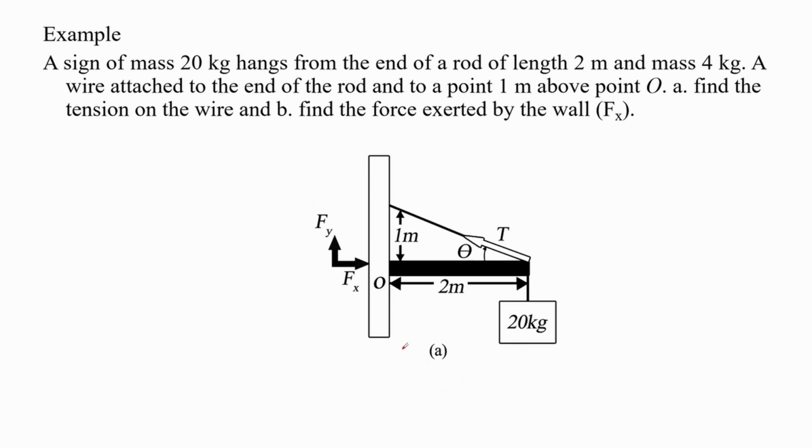Here we have an example. A sign of mass 20 kg hangs from the end of a rod of length 2 meters with a mass of 4 kg. A wire is attached to the end of the rod and to a point 1 meter above point O. Find the tension in the wire and the force exerted by the wall.